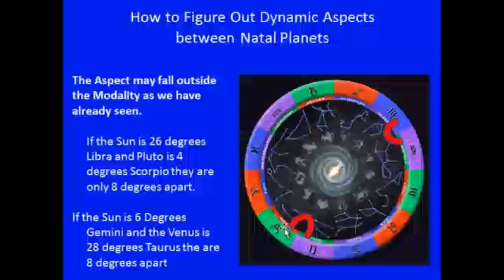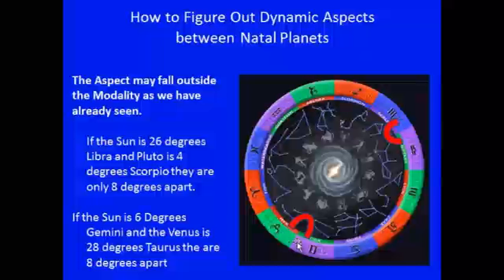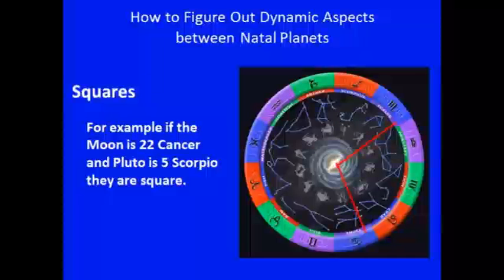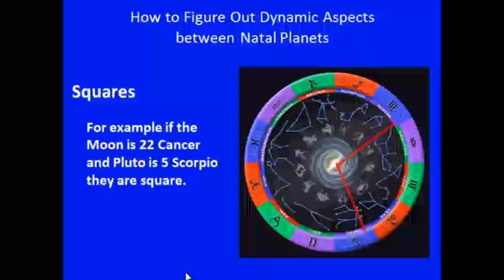We also have another example here. Say the sun is at 6 degrees Gemini and Venus is at 28 degrees Taurus. They're 8 degrees apart, but they're in different signs. Okay? So I hope that is clear, or you get a sense of that, and you may see this on a chart. We're going to look at this a little more as we go through the different charts.